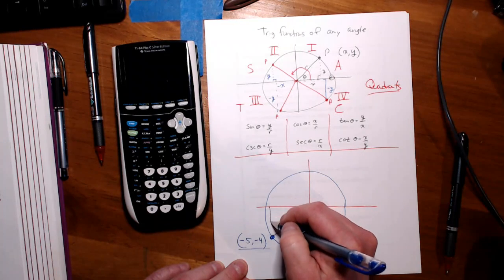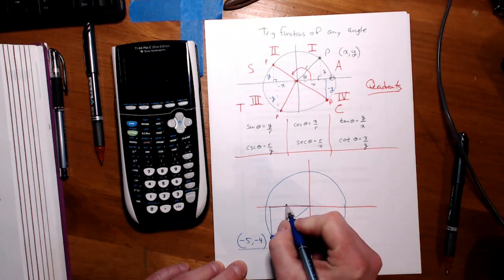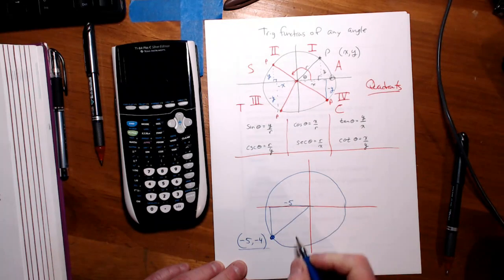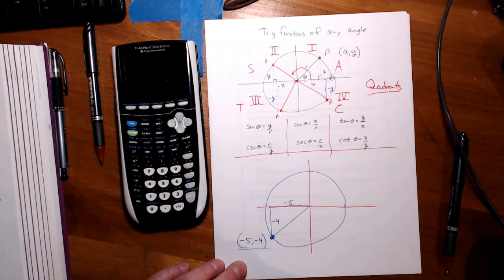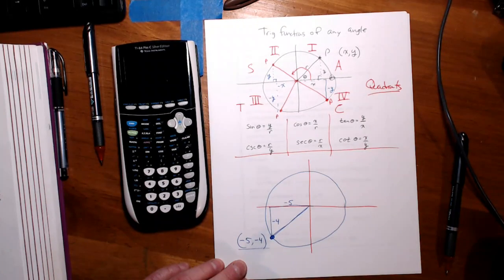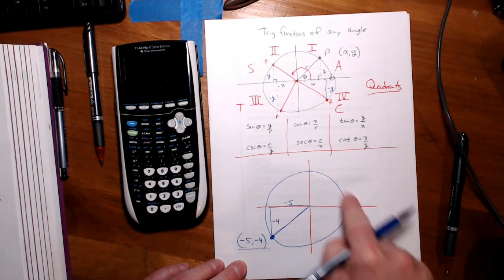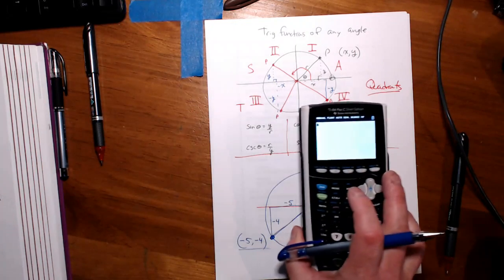So first of all, I'm going to fill in what I have right here. This side of the triangle is going to be -5. This side of the triangle is going to be -4. So now I'm going to use my Pythagorean theorem to figure out the length of my hypotenuse. Now the radius is always going to be positive in all of these cases.